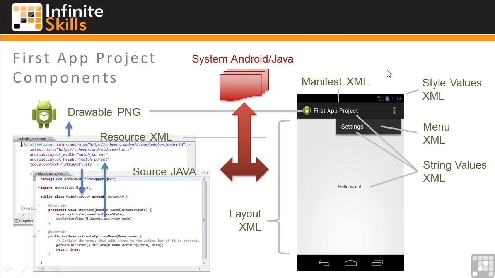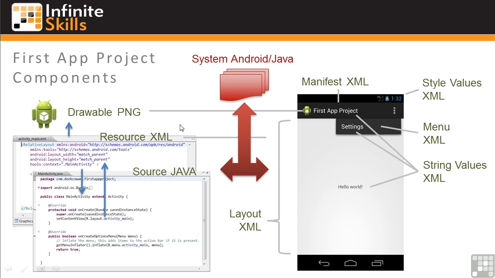On the right of this graphic, you see how various XML files relate to elements on a device screen. Manifest XML code provides global information about your app, such as the app name, shown here in the action bar. Style values XML code controls the overall look and feel of your user interface. In your first app, you're using the Holo theme light with dark action bars. Menu XML code controls the layout of the drop-down menu in the action bar. String values XML code holds the text for the app name, menu, and main screen display. And the layout XML code controls the format of your screen and the text displayed.